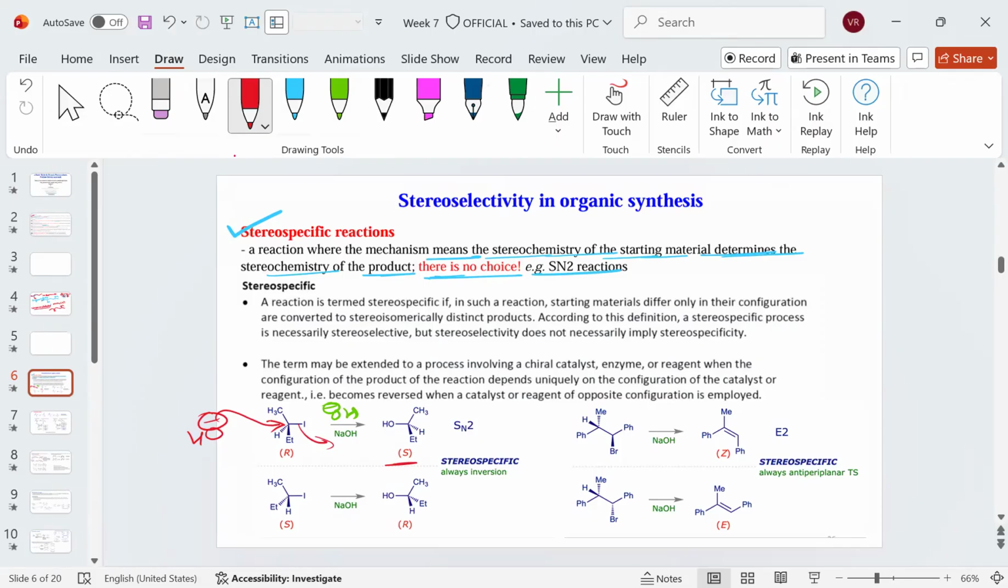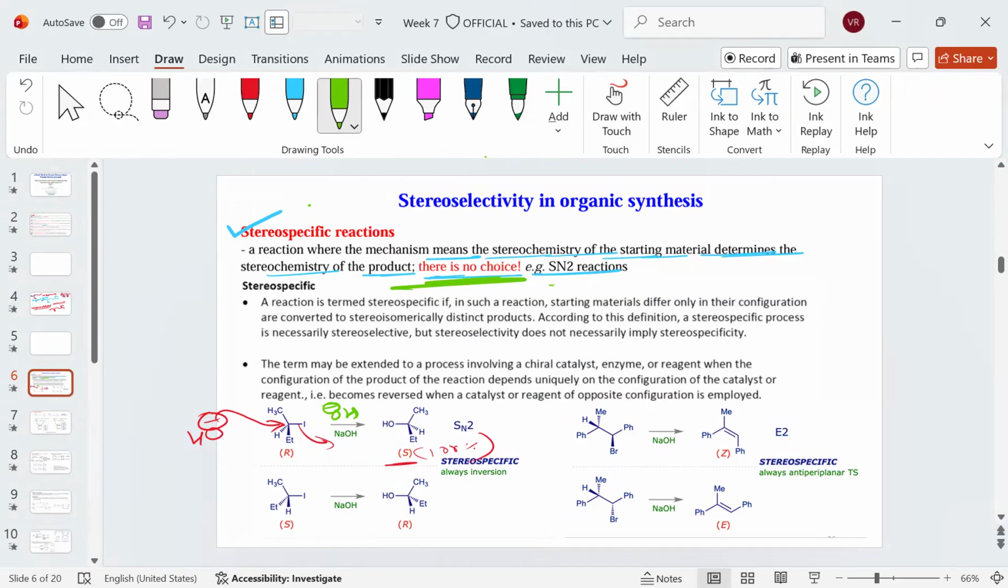So in this reaction there is no other choice. This is the only product we got, which is nearly 100%. So that's why I mentioned here, there is no choice in this reaction, because we are getting about 100% yield of this final product, right? So this is an example of a stereospecific reaction.